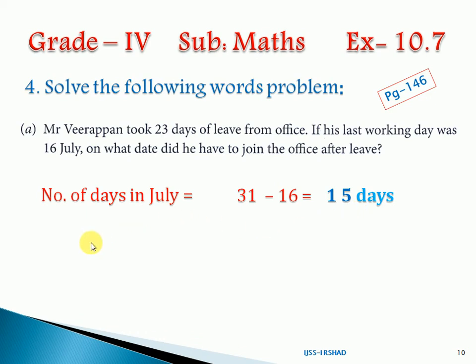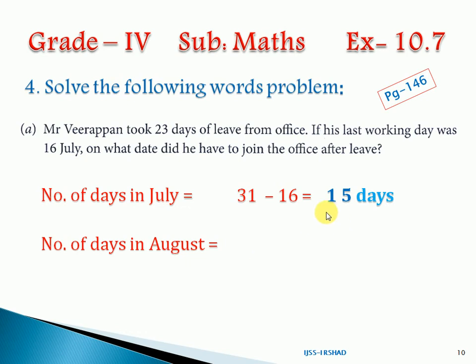And next, I have to see the next month. So the next month after July is August. So the number of days in August: his total leave was 23 days, so here I will write 23.